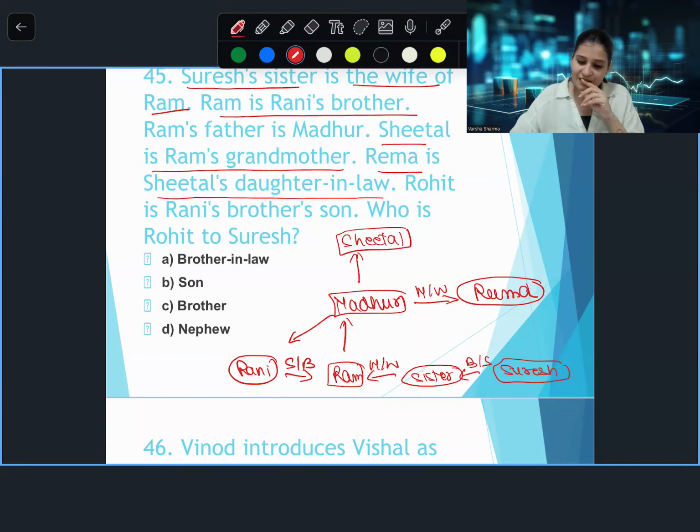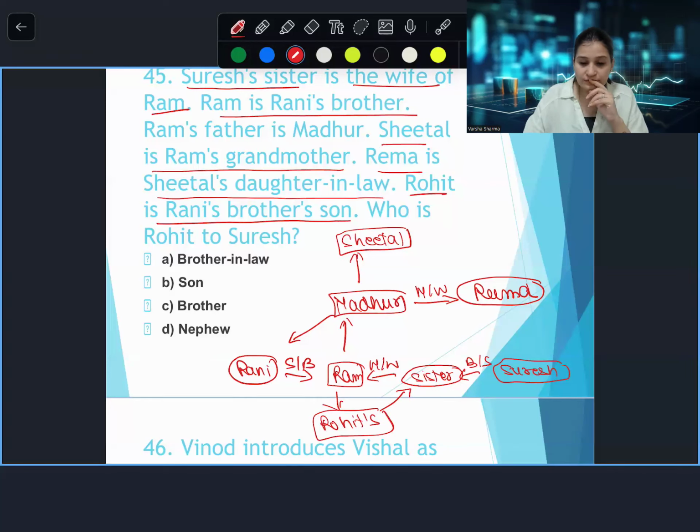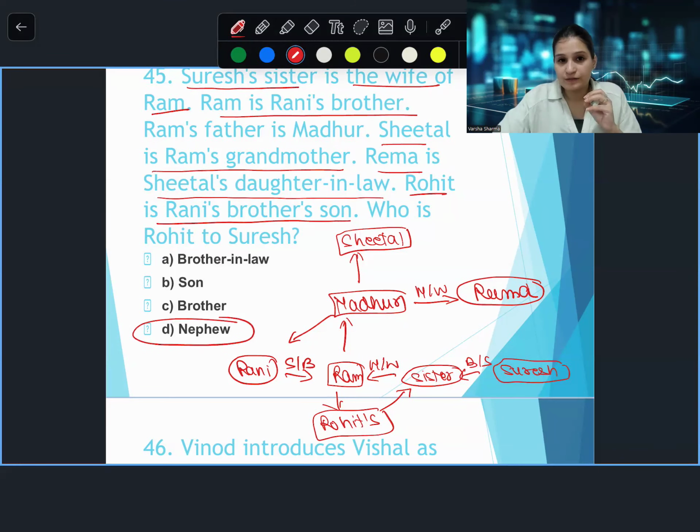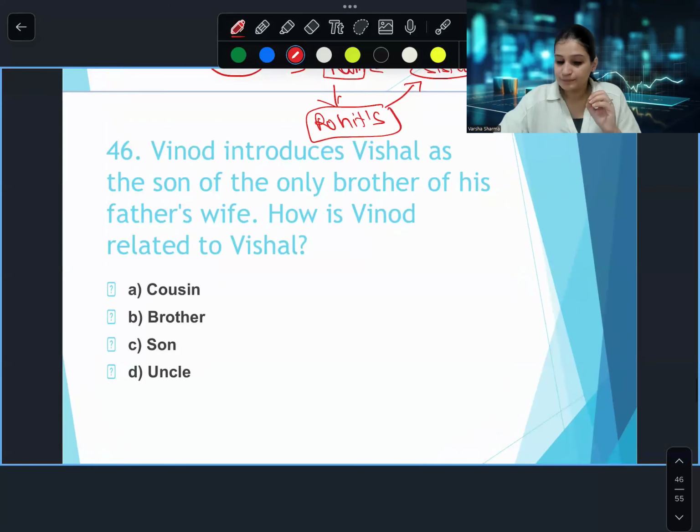Okay. Rohit is Rani's brother's son. Rani's brother is Ram. Rohit is Ram's son. So Rohit is also the son of the sister. Who is Rohit to Suresh? Nephew. Clear? Yes, ma'am. Can I move forward? Yes, ma'am. 46. Cousin.